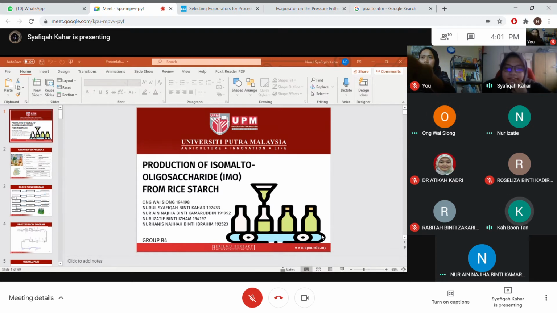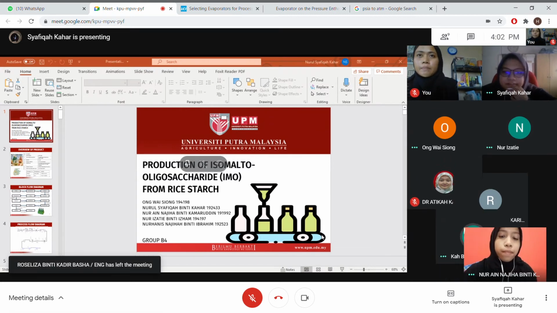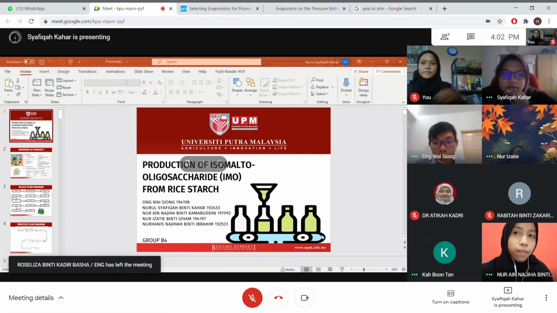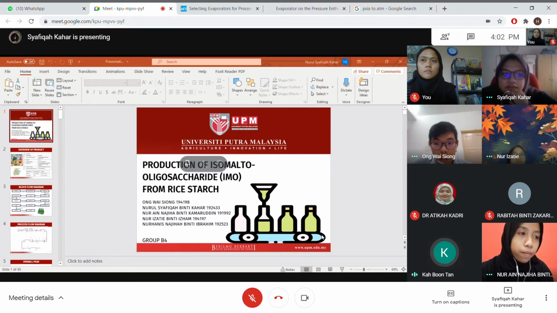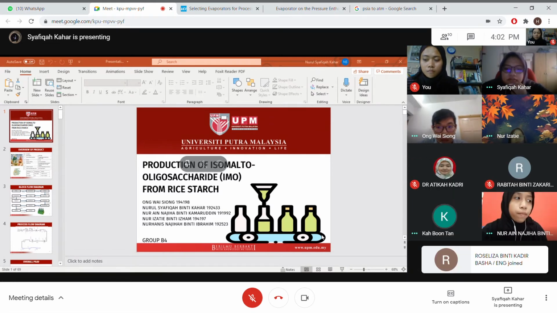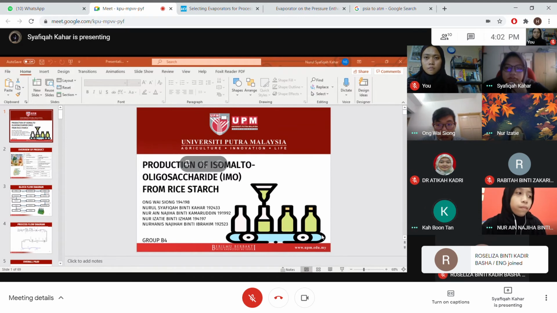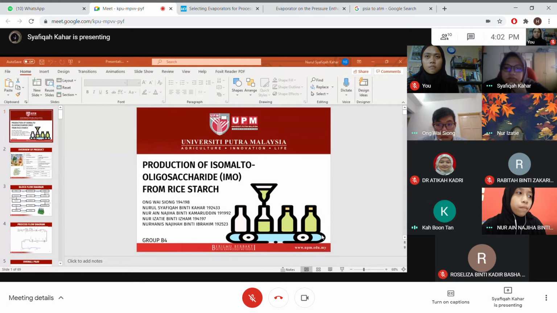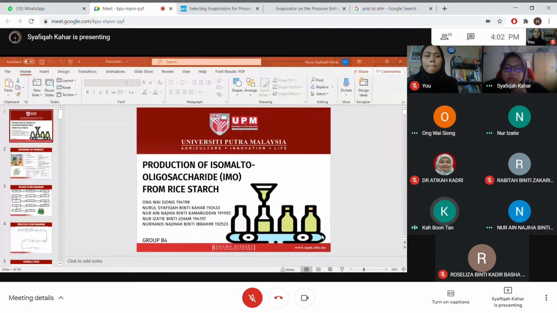I am from the project management team in FNN. So usually when we do this kind of plant design, first thing first, we need to know why. So usually we look at the application or the potential of this product. I think maybe you guys already presented this to your lecturers previously, so maybe you can brief me a little bit on this. Like IMO from rice starch. So maybe you can say it's easy to get the rice starch from somewhere and then the IMO can be used as a sugar replacer or something.